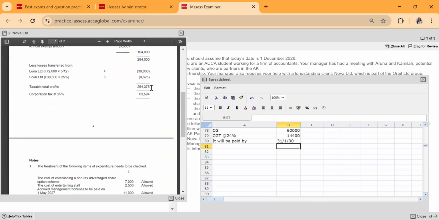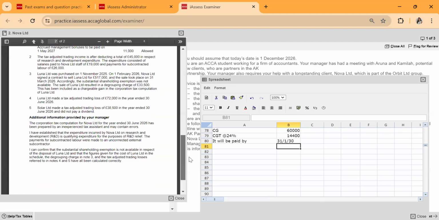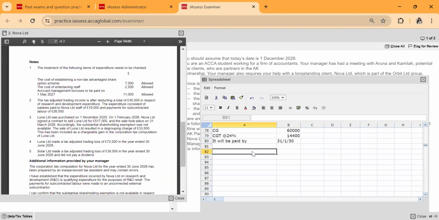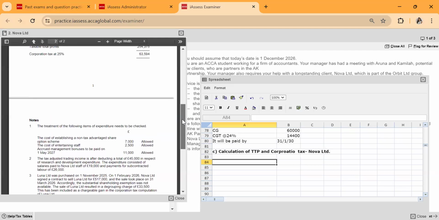Here we have TTP and then corporation tax. The details are given to you here. So we will do it here, the C part. Calculation of TTP and corporation tax for Nova Limited. Now look here. The treatment of following items of expenditure needs to be checked. Okay, so let's take one by one. I think we will just draw down everything and then take one by one.